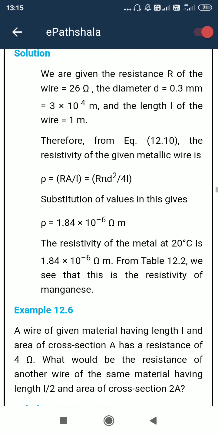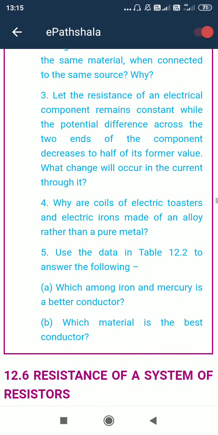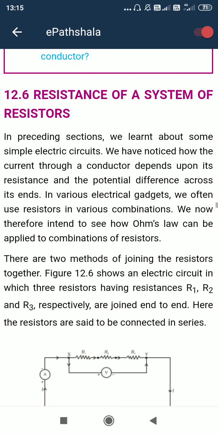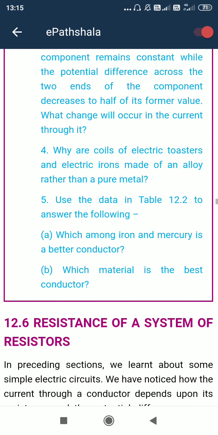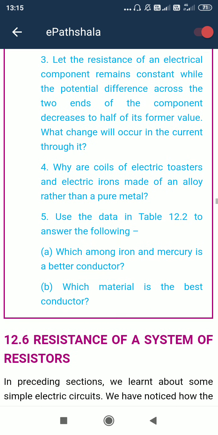Okay, series and parallel circuits I will discuss later.